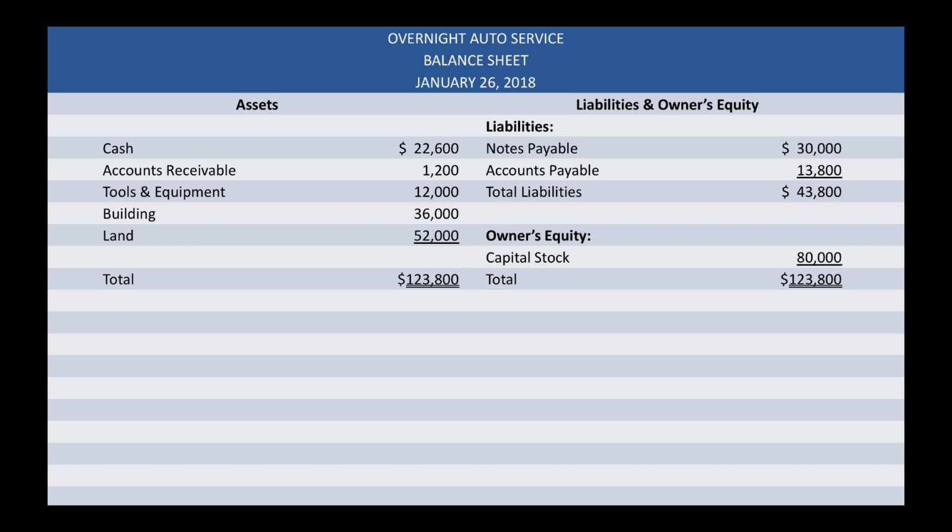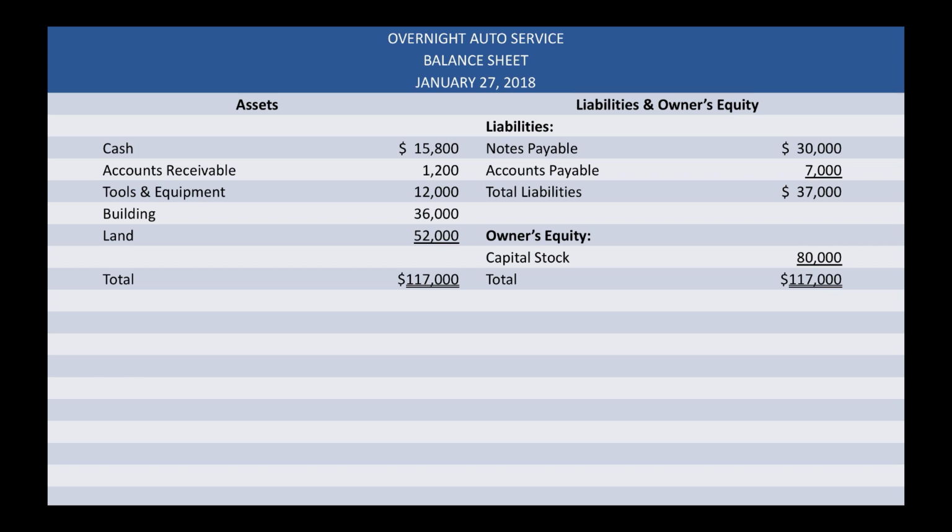The cash account increases by $600, and accounts receivable decreases by the same amount. Notice that total assets are still equal to total liabilities plus owner's equity. On January 27th, Overnight made a partial payment of $6,800 on its account payable to Snappy Tools. It's time to update the balance sheet.